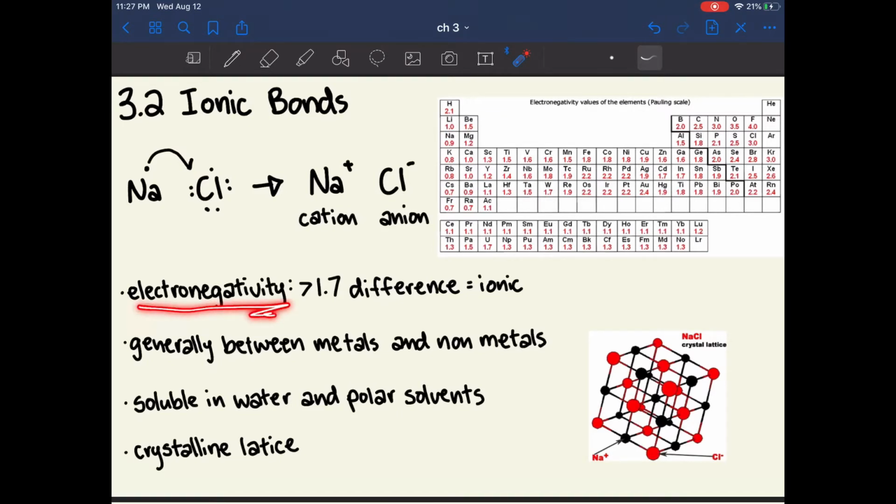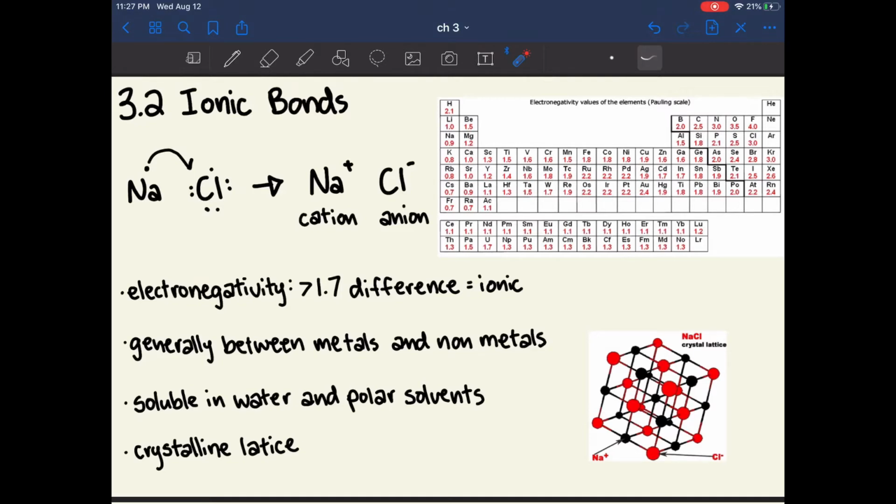So for this, you have to look to electronegativity. So here is a graph of the Pauling electronegativity scale, where every element is assigned a number based off of their electronegativity. And if the difference between the two elements is greater than 1.7, this means that they will form an ionic bond. So sodium, which is 0.9, and chlorine, which is 3, this difference is definitely bigger than 1.7, so they will form an ionic bond.